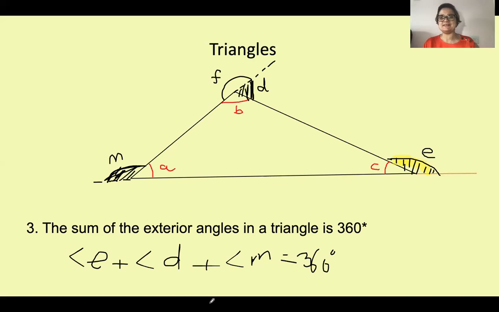So this is the end of this lesson. It's all about remembering very well and understanding exterior angles, angles on a straight line, alternate angles, corresponding angles, interior angles, and parallel lines. So just remember them, and try to write them down in your book.